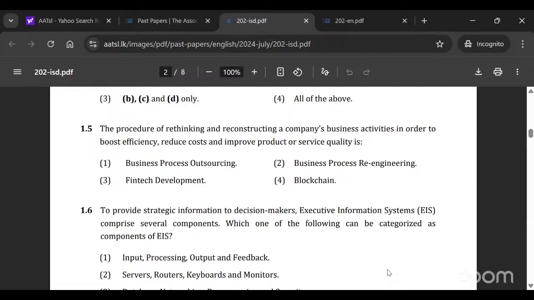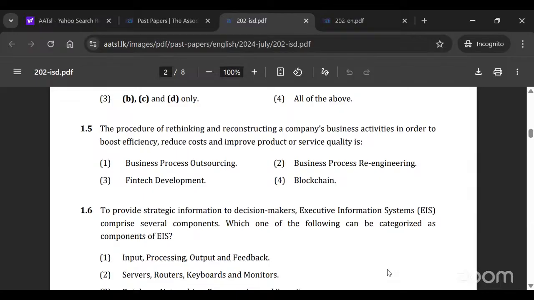Business process re-engineering, BPR, is rethinking about the business. That means we are thinking about whether this is the correct way to conduct the business. Are we doing this business in the correct way? Is this the best practice in the industry? We are rethinking and we are making required positive changes. That is known as business process re-engineering.